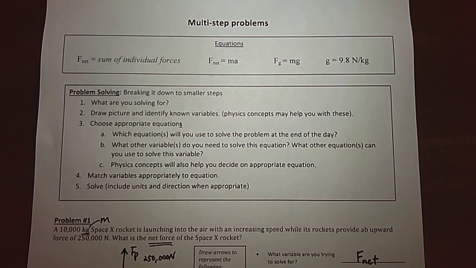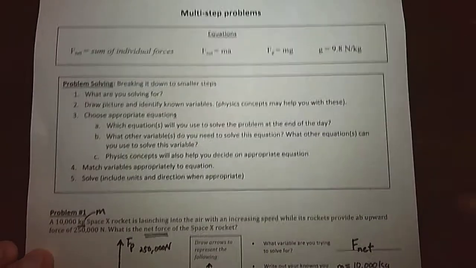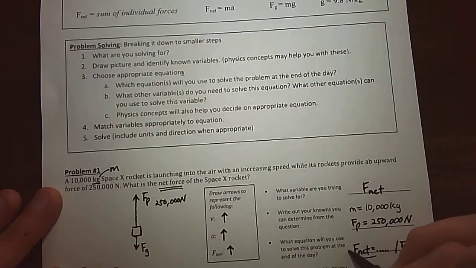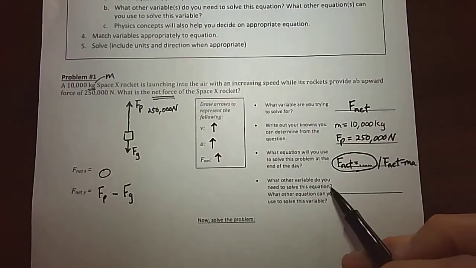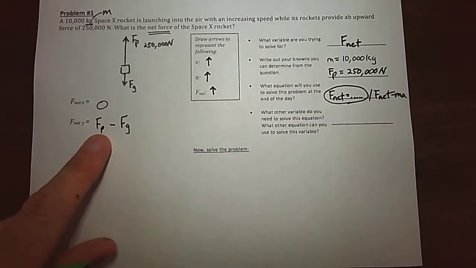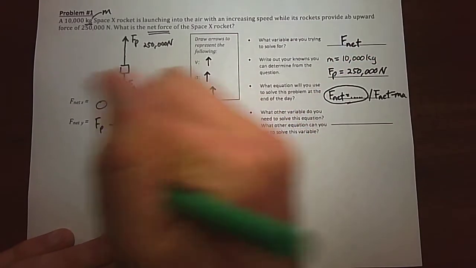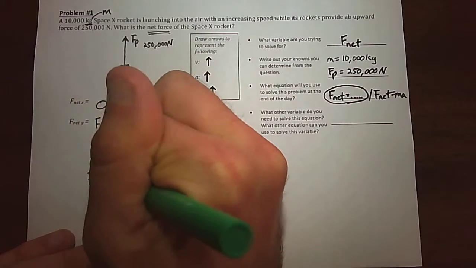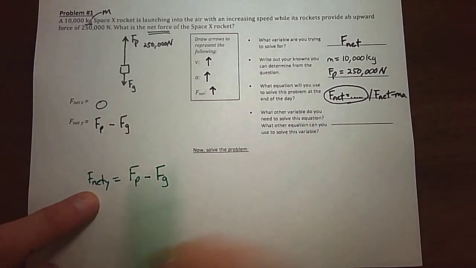But even though I don't have my force of gravity, there's another equation that will allow me to use this. So in terms of what equation I'm going to use, at the end of the day, I'm going to use this equation to solve. So what other variables do you need to solve this equation? And what other equation could you use to solve this? So the first thing I'm going to do is write out the full equation, which is really just this one right here. So at the end of the day, I am going to use F net y is equal to force push minus my force of gravity, again, to find my net force.